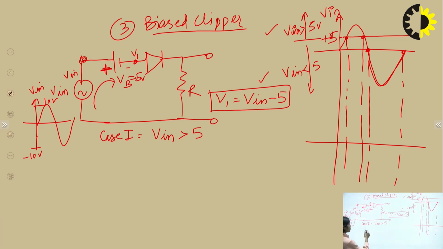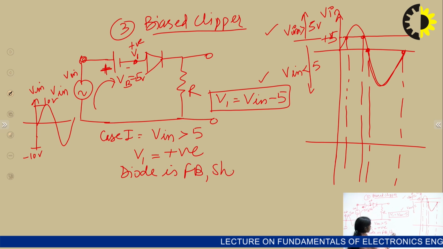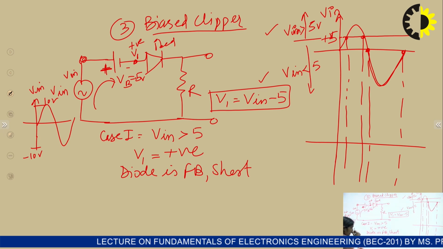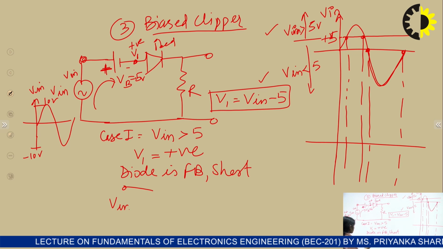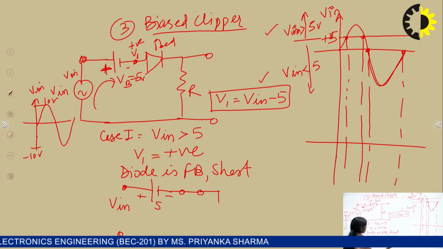Now if we apply case 1, V in greater than 5, what is the value of V1? If V in is greater than 5, that means V1 will remain positive every time. If V1 is positive, then positive potential is connected to the positive of the diode, so the diode will be forward biased. The diode is forward biased and becomes a short path, if let's say the diode is ideal. In this condition, the equivalent circuit will be plotted like this: this is V in, and this is the battery connected with plus minus 5, and the diode is acting as a short path.